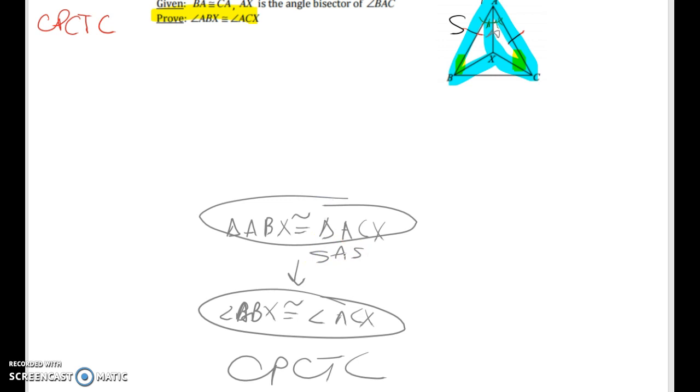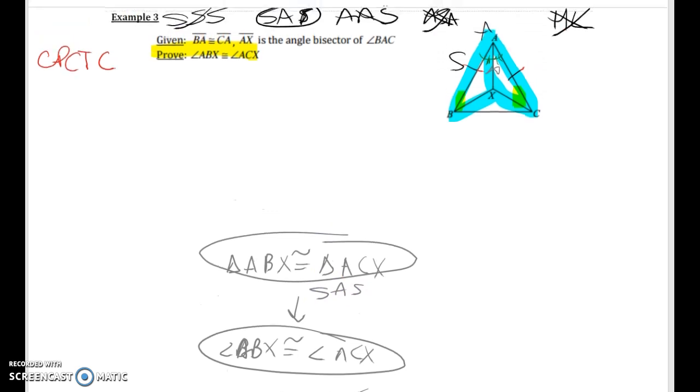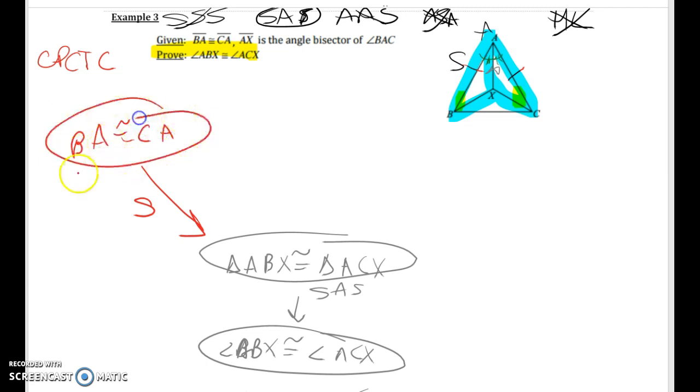And so I already have two correct statements and two correct reasons for this proof, and I've done nothing other than mark my diagram and take a look at it. So that's a way to get some points using the flow proof. So let's see what we're given. We were given one side here, and that's BA congruent to CA, and that was given.